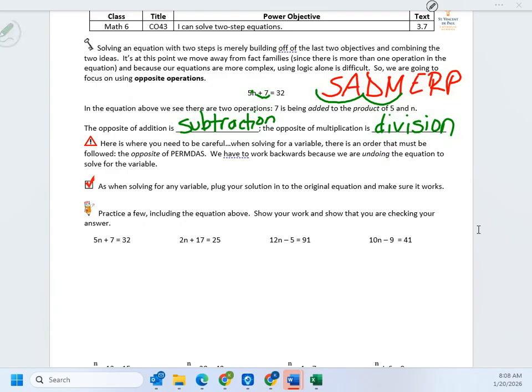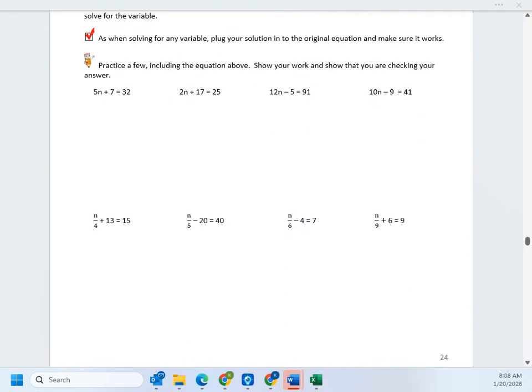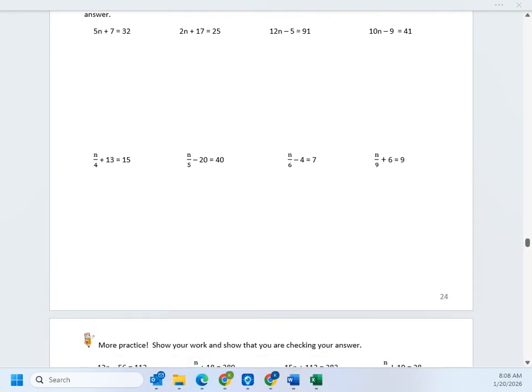So let's look at that 5n plus 7 equals 32. And let's see how we work that out with our order of operations. What is our first step that we're going to do? Because remember, we're working with SADMEP. What is the first thing that we notice? Haley? You have to subtract 7.